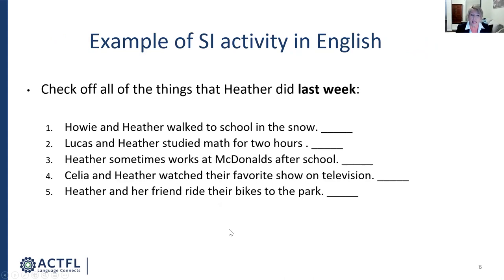So this is an example of a structured input activity in English. And I'm talking about Heather Sweetser. She's our actual teacher of the year. And so we're taking a look at all the things that Heather did last week. So my English learners will have to check off all of the sentences that are in the past. But the only thing that's telling them that it's a past tense is that bound inflectional morpheme.